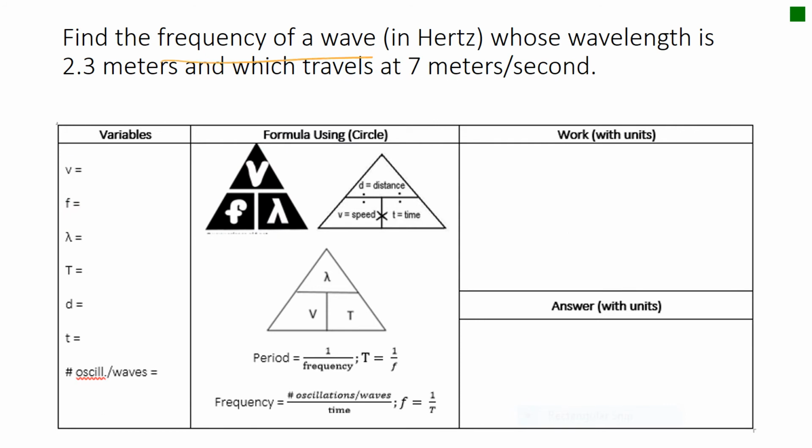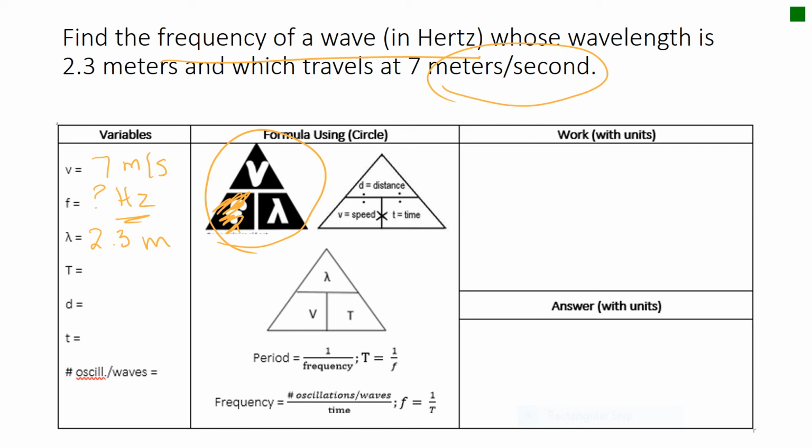Find the frequency in hertz. So I'm going to do frequency, question mark, hertz. Okay, which is good because that's what our frequency is always in, whose wavelength is 2.3 meters. So under wavelength, I'm going to put 2.3 meters, and it travels at a speed of 7 meters per second. Now, it doesn't say speed, but once again, because it says meters per second, I do expect you to understand that that is a unit of speed or velocity by this point in time. So we're going to be using the same triangle, so I'm going to circle that, but in this case, I'm going to be solving for frequency, so I'm going to cover that up.